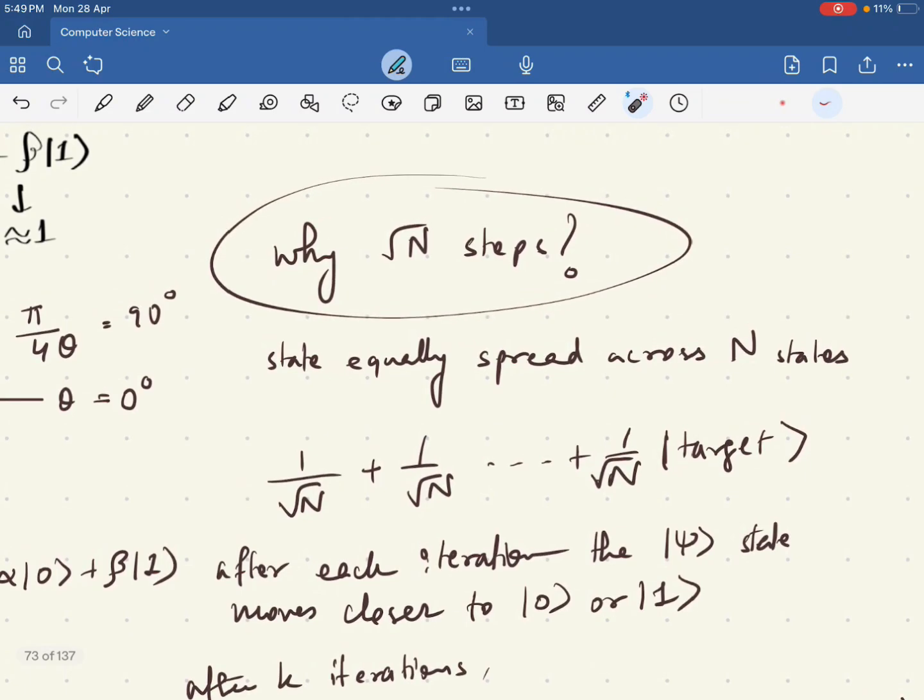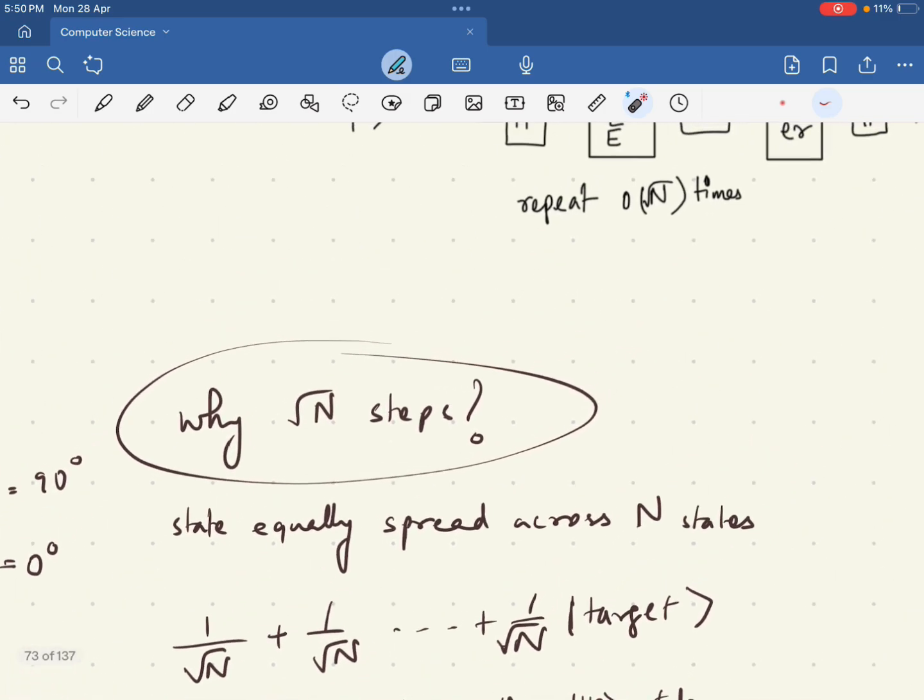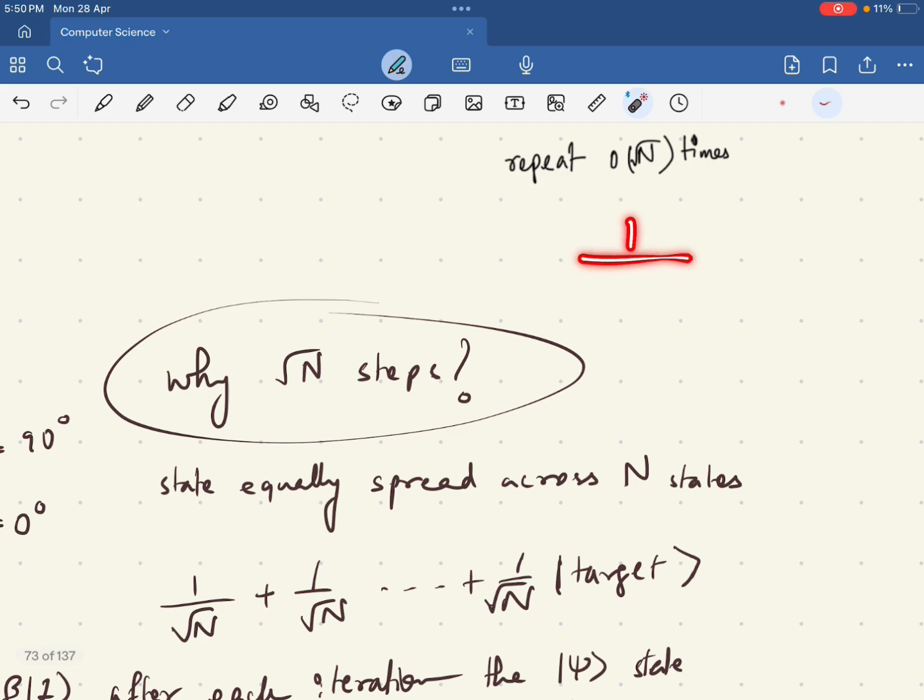Now we can come to the question of why Grover's algorithm takes exactly root n steps to complete the search. It's because the amplitudes are equally spread across n states. That is, for a single qubit system it was 1 by root 2, but for an n qubit system it will be 1 by root 2 to the power n, because it's n qubits, so it's 2 to the power n.